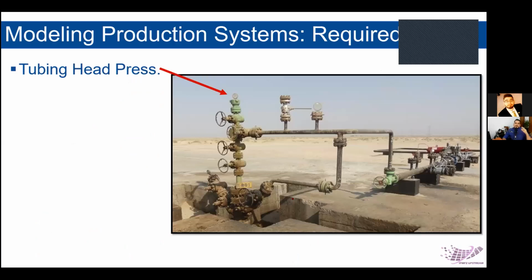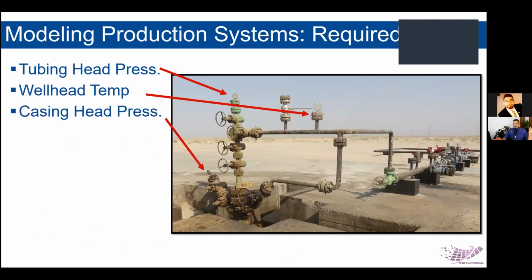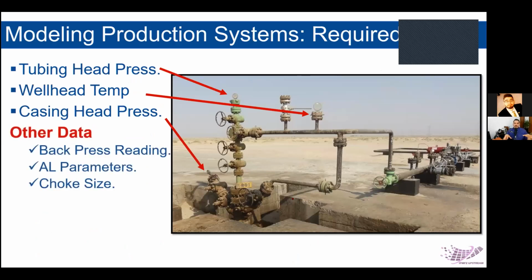And regarding the operational data, you will need the tubing head pressure data, and you will need the wellhead temperature data. You will need the casing head pressure, and other data you will have is the back pressure reading, which is the gauge after the choke, and you will have the different artificial lift parameters if you have them installed in the well. If you have already recorded them, it's very handy to put them in the model. Plus, you will need the choke size as well. So these are the basic production data we need to model our production system.